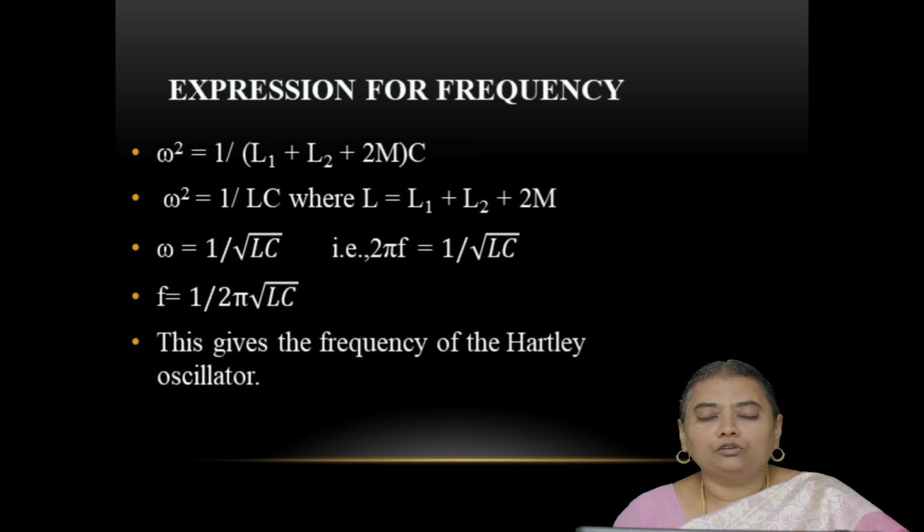Already we know omega is equal to 2 pi f. So, 2 pi f is equal to 1 by square root of LC. From this we can get f is equal to 1 by 2 pi square root of LC. So, this gives the frequency of the Hartley oscillator.